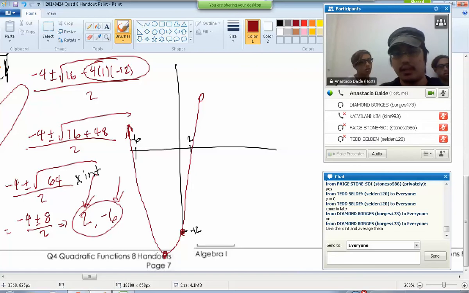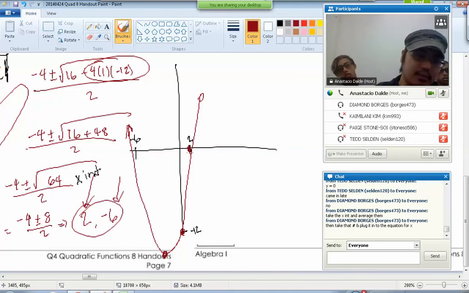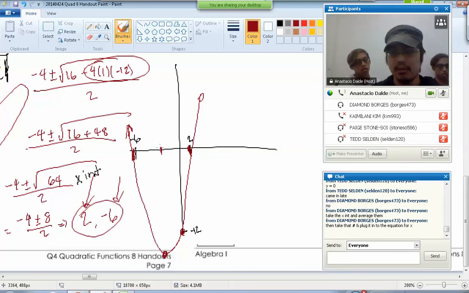All right, here we go. Diamond's saying you take the x-intercepts and average them. What would that give us? You're telling me you find the middle point between 2 and negative 6? That's right about here. What would that tell us? That would tell us the x-coordinate of the vertex.